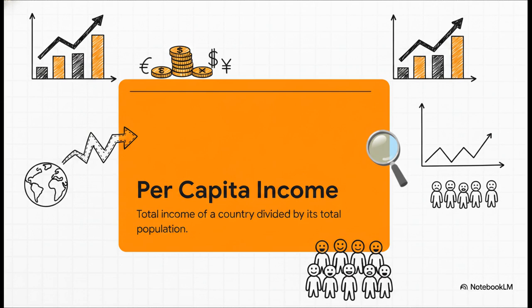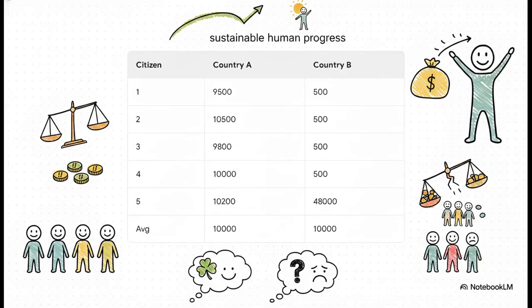But, as we're about to see, averages can hide some massive, incredibly uncomfortable realities. Imagine two fictional countries, A and B. Both have exactly 5 citizens. Now, both of these countries share the exact same average income of 10,000 rupees. On paper, using the World Bank's logic, they're financial twins, equally developed. But look a little closer at how that money is actually distributed.